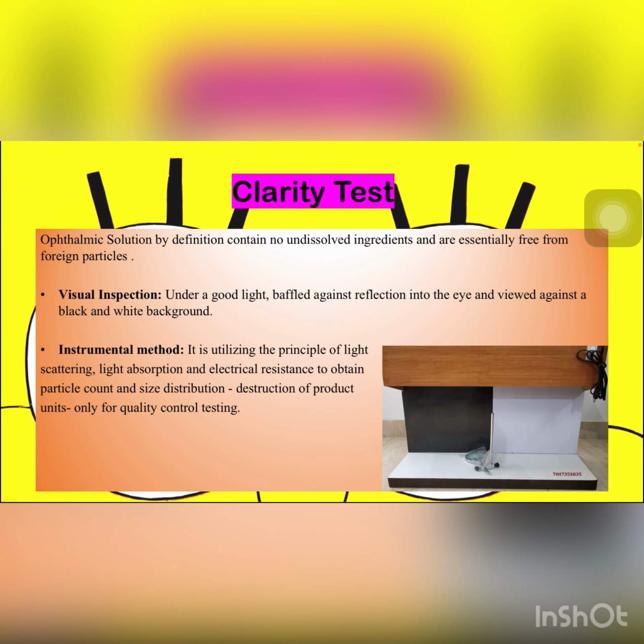The second test is the clarity test. Ophthalmic solutions by definition contain no undissolved ingredient and are essentially free from foreign particles. First, visual inspection, under a good light, baffled against reflection into the eye and viewed against a black and white background. Second is the instrumental method, utilizing the principle of light scattering, light absorption and electrical resistance to obtain particle count and size distribution. This involves destruction of product units, only for quality control testing.